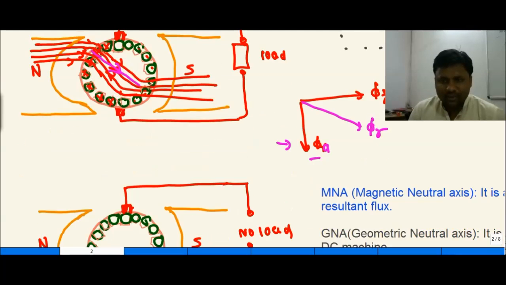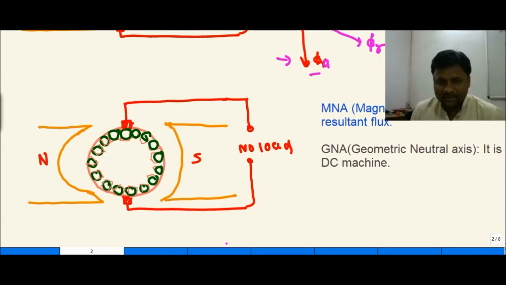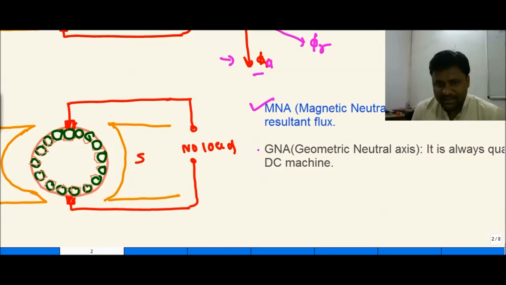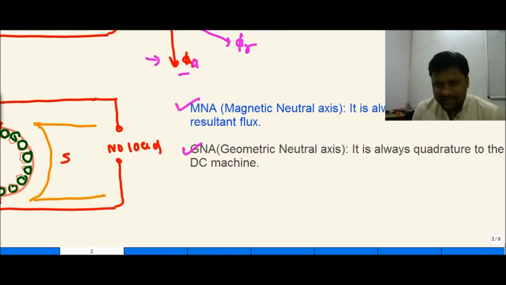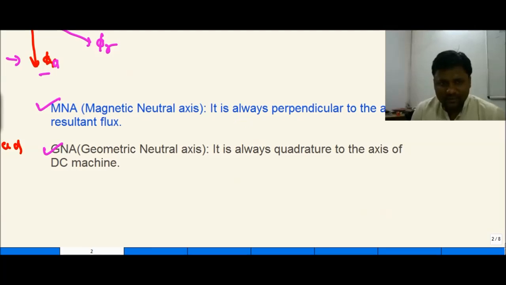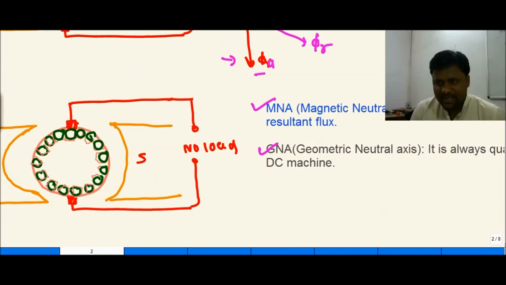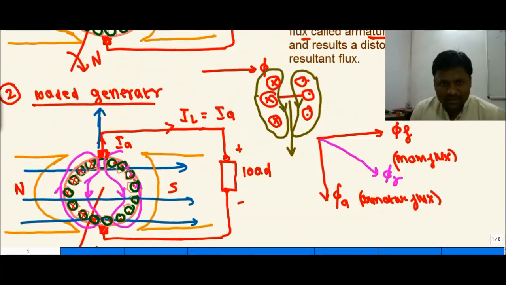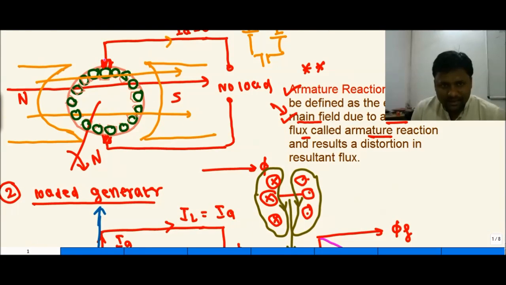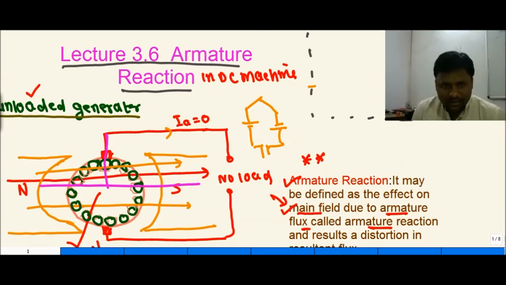In addition to this, we have to learn 2 or 3 important parts. The first is the MNA, and the second is the GNA axis, where the MNA axis is always perpendicular to the axis of the resultant flux. When there is no armature flux, the main field flux is like this fashion, and this is our MNA and GNA.